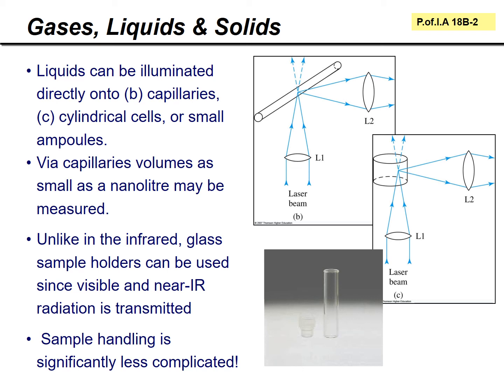Liquids and solids can just be used in glass containers, no problem. The good thing about Raman is that glass is completely transparent to visible wavelengths. Silica absorbs in the infrared quite a bit, which makes sample handling a little bit tricky. But for Raman, because we're using visible photons, putting your sample in glass is absolutely fine.